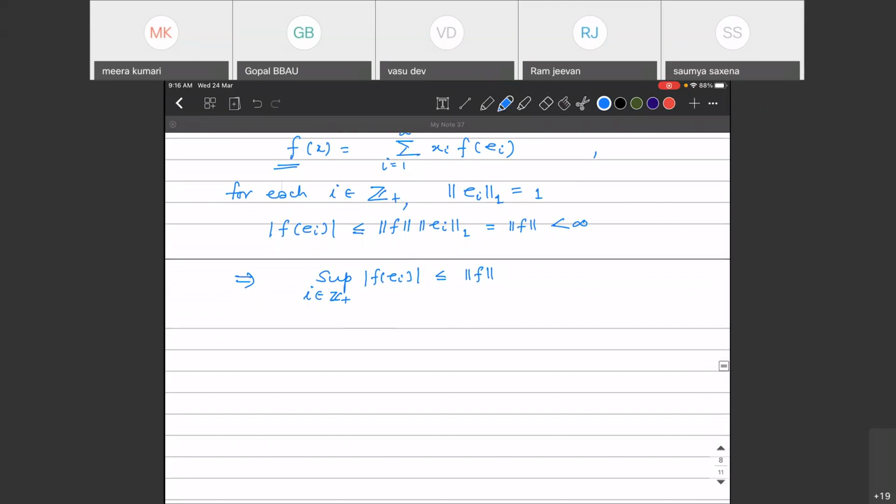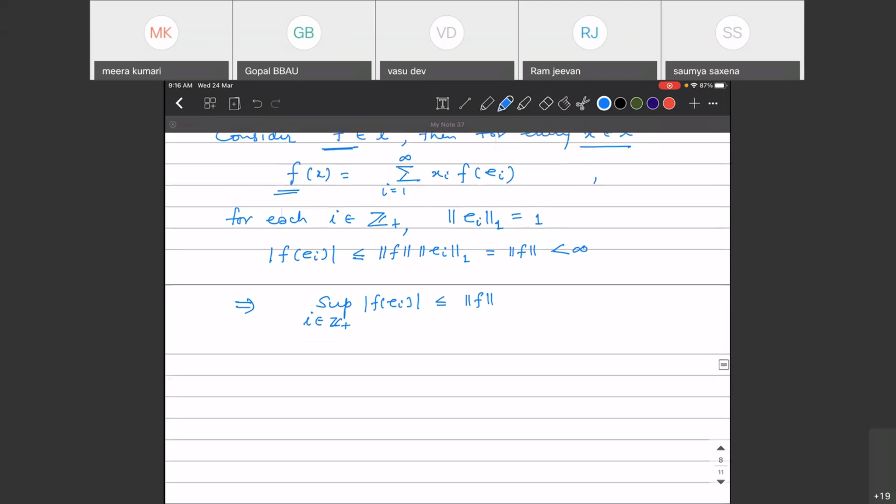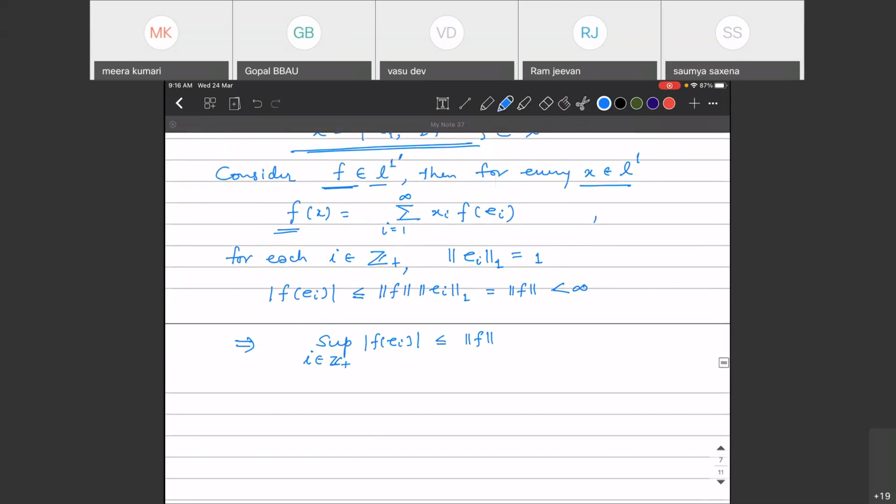So you see what we are doing. We are trying to prove something about the norm in L1 dash. Here we took an element from L1 dash, and we are now finding a relation. We are finding the norm of f. So far we get this relation.